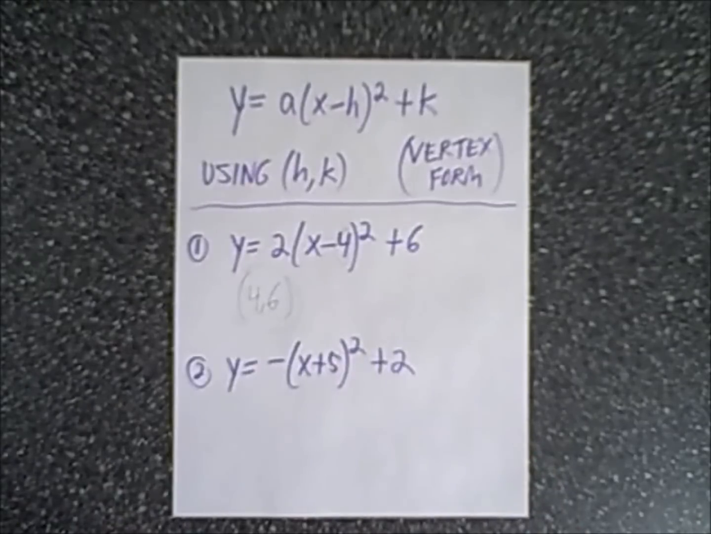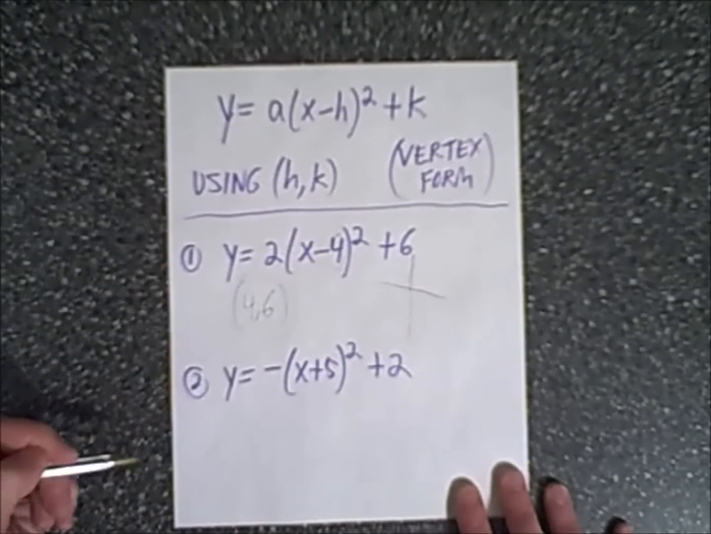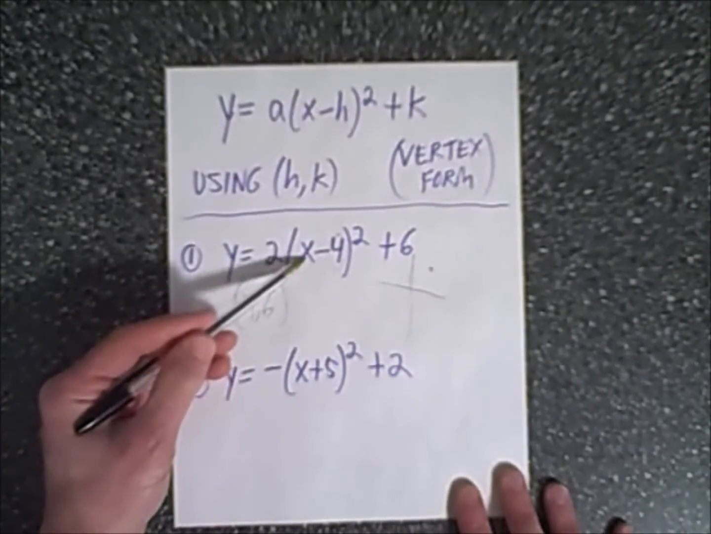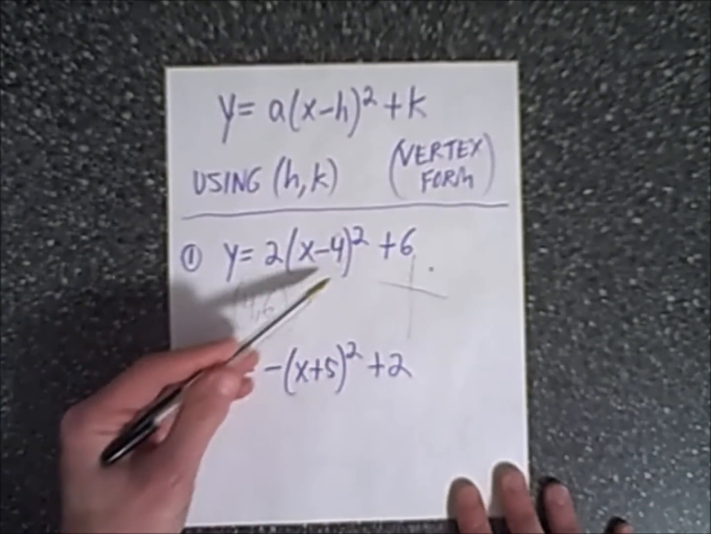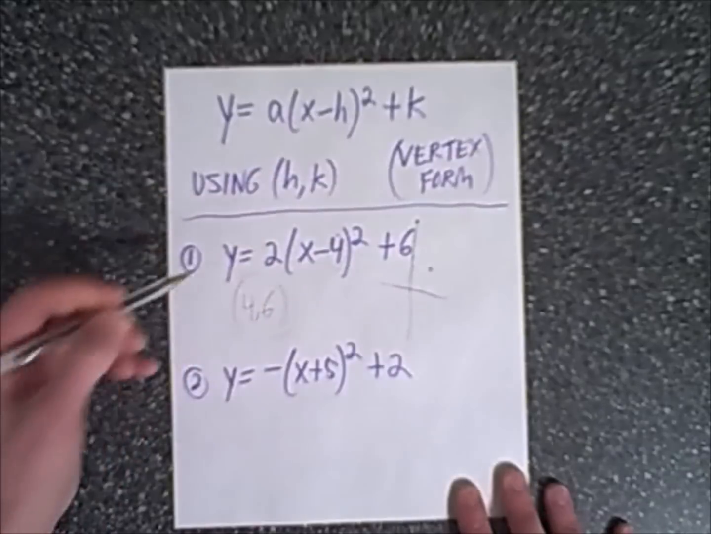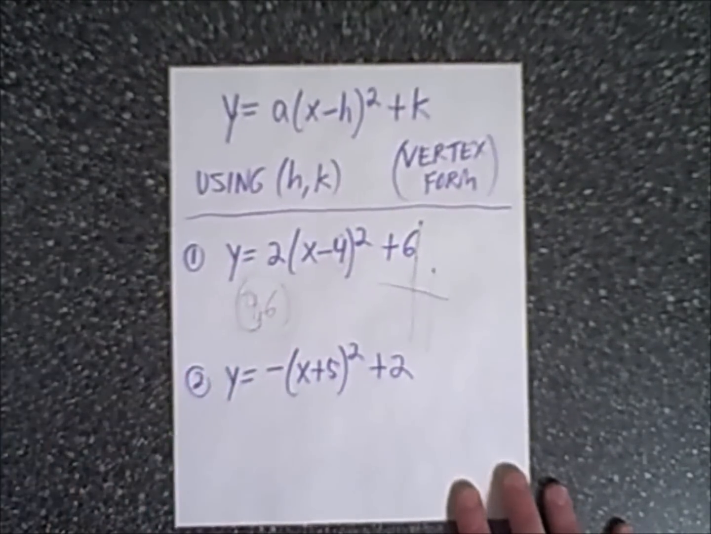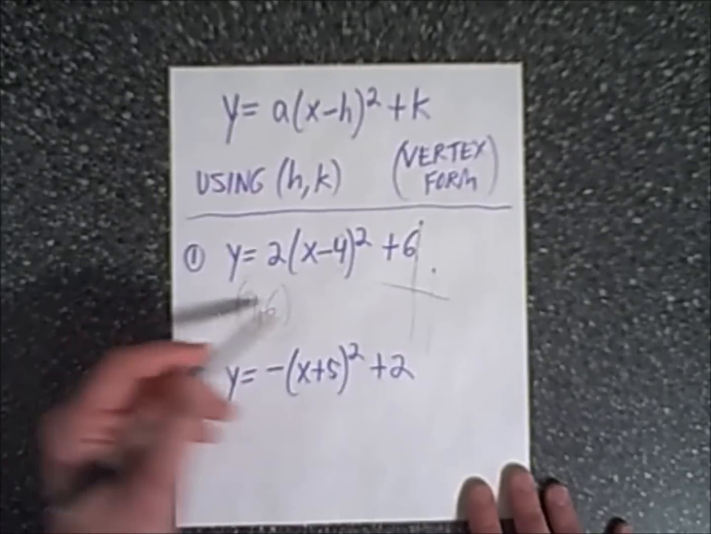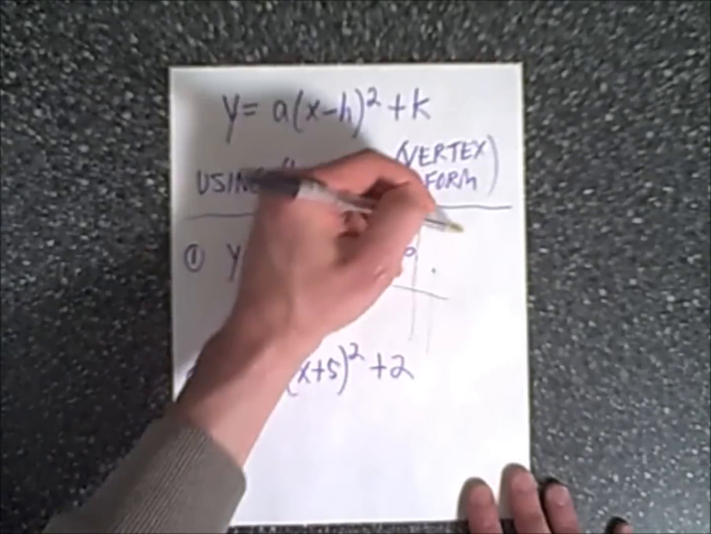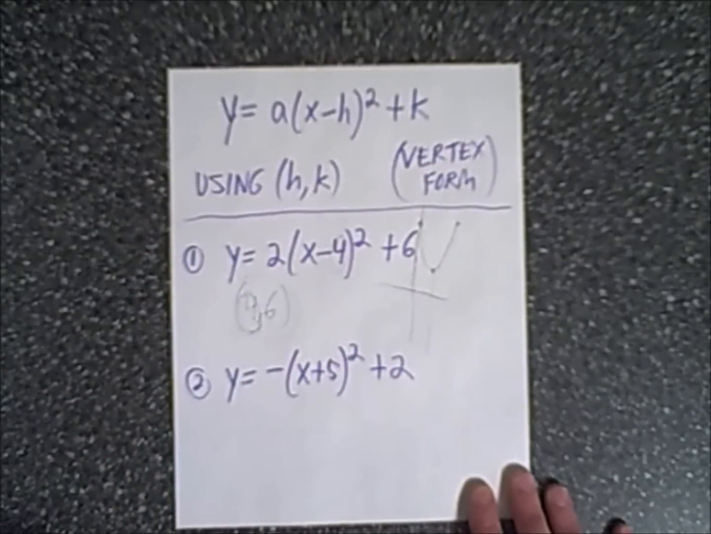If you wanted to check your work, you could quickly do a sketch. You basically just draw an x and a y, and if (4, 6) is here, the y-intercept would be plugging in 0. You would get (0 minus 4) squared is 16, times 2 is 32, plus 6 is 38. So it's way up here. Our axis of symmetry would be x equals 4 because that's where the vertex is. The vertex always lies on the axis of symmetry. So if this is 0, which we said was 38, then if we were to plug in 8, we'd get 38 again. And we'd have a parabola that looks something like that.